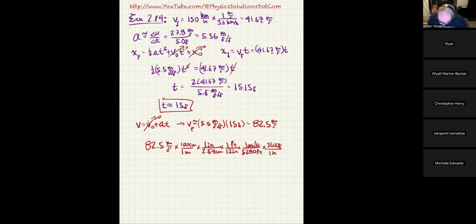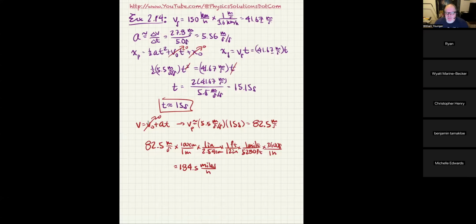82.5 times 100 times 3,600. That gives me a really big number, like 29.7 million. Now I'm going to divide that by 2.54 times 12 times 5,280, and that gives me 184.5 miles per hour. So it's approaching 190 miles per hour.